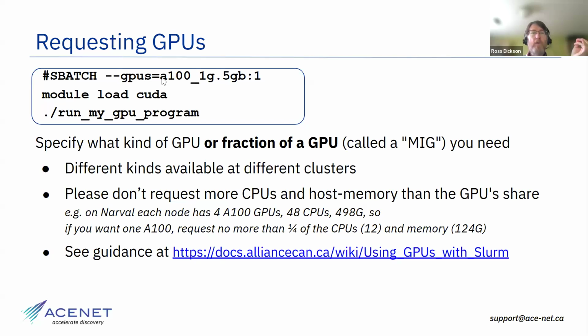we ask that you always specify what model of GPU or fraction of a GPU you need. There are different kinds available at different clusters. The documentation page I just showed you showed that there were H100 models at Cedar. Sorry, I said Cedar. FIR. There are 4 H100s in each of the GPU nodes at FIR, rather.